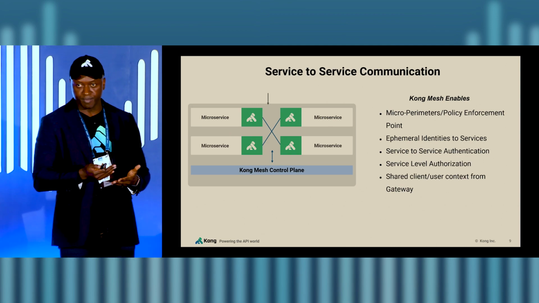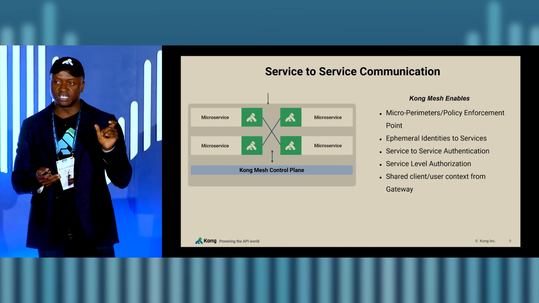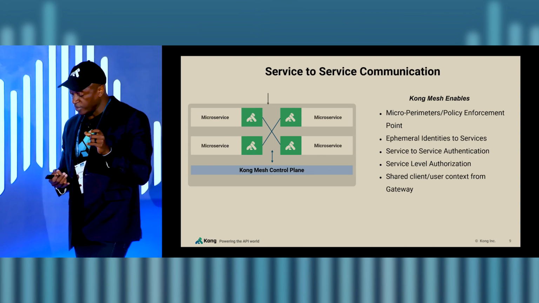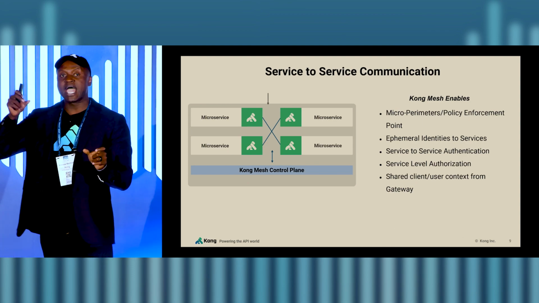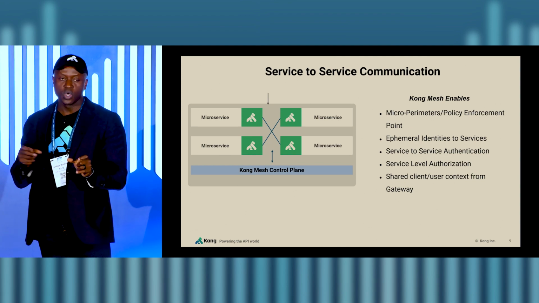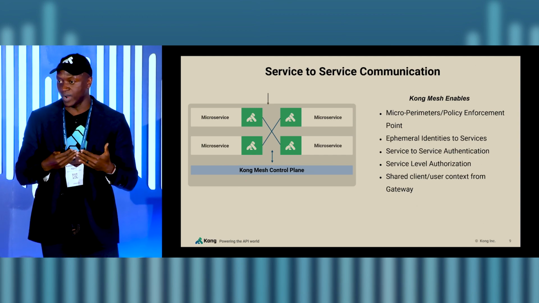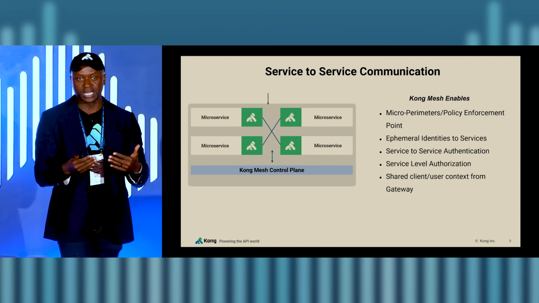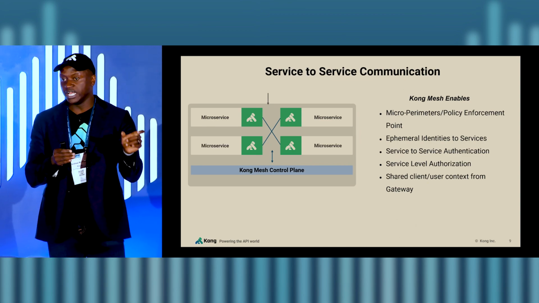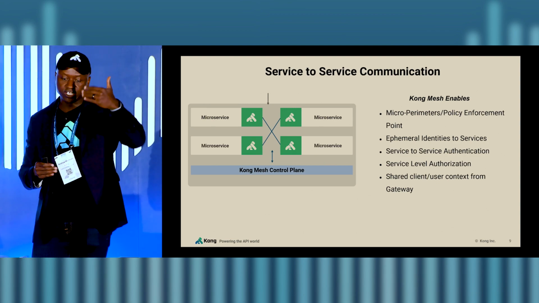We have micro-perimeters, right? Or basically turning every microservice into a policy enforcement point. And that is something that we're able to begin to do with the service mesh. Again, going back to the Zero Trust publications and what they're asking us to do, which is that we want to bring policy as close to the workload as possible, right? Service mesh and Kong Mesh in this particular case allows us to do that. Every microservice now turns into a policy enforcement point, and we're not relying on, say, a firewall at the edge to do this, right?